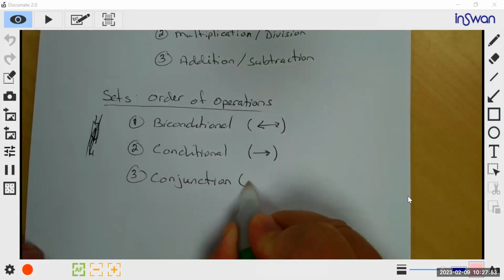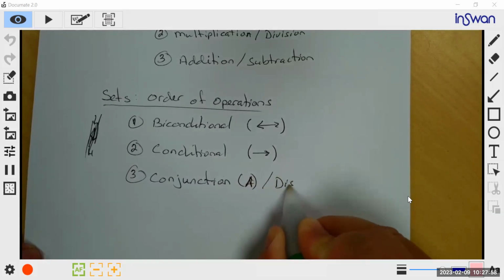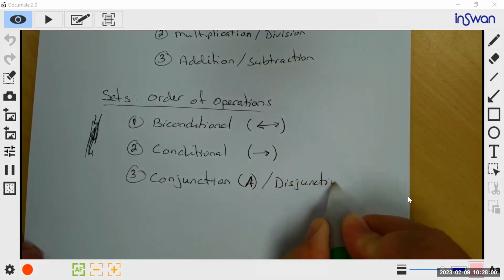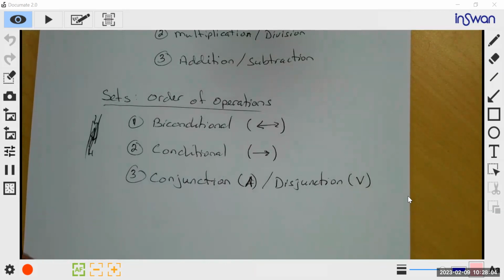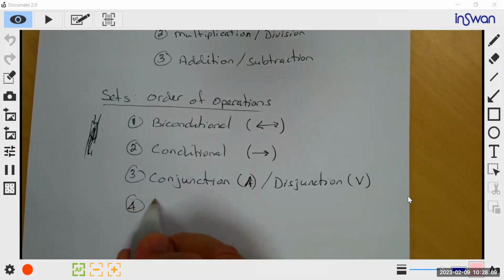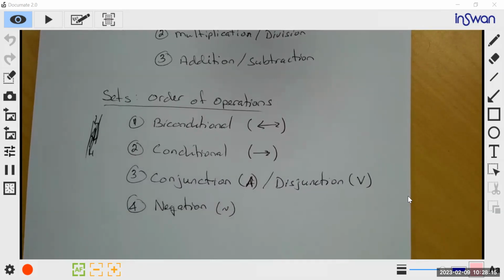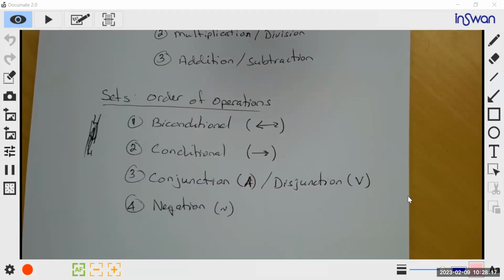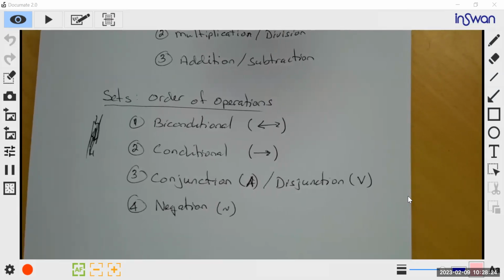Then you do conjunction, and disjunction. They're both the same level of importance. Then you do negation. Yeah, so that's the level of importance. That's the order of operations.